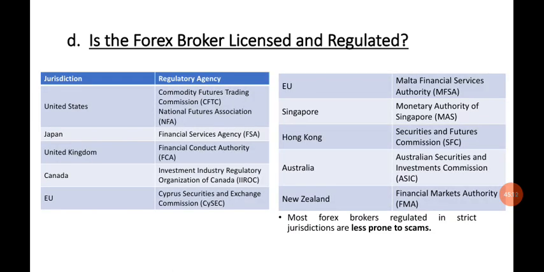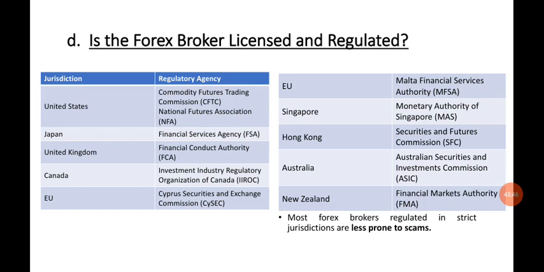In the United States, we have the Commodity Futures Trading Commission, and we have the National Futures Association, NFA. So these are the two in the United States. In Japan, we have the Financial Services Agency, FSA. The UK has the Financial Conduct Authority. Canada has the Investment Industry Regulatory Organization of Canada. Cyprus, which is in the European Union, has the Cyprus Securities and Exchange Commission. Also, the European Union has the Malta Financial Services Authority. Singapore has the Monetary Authority of Singapore.